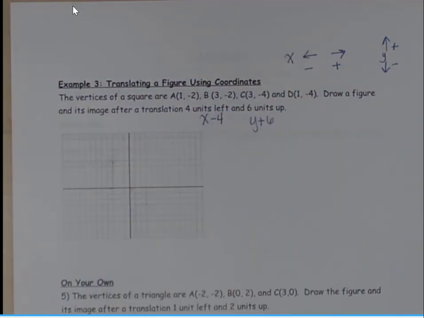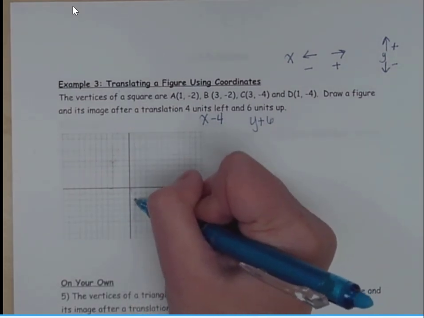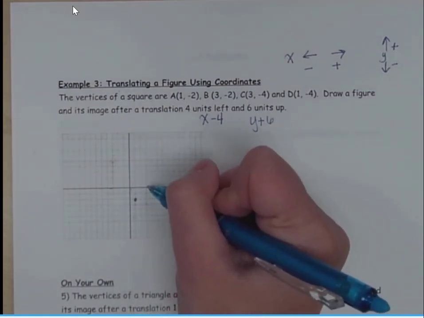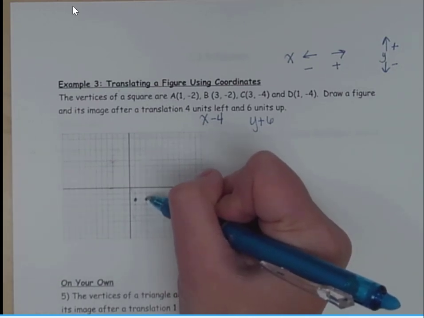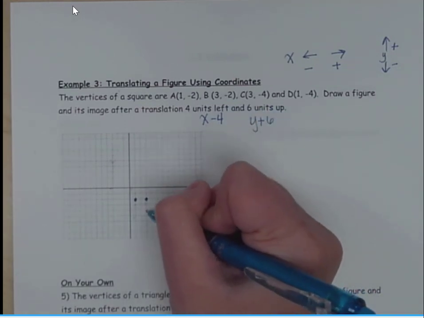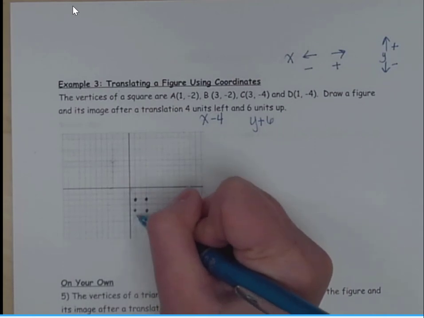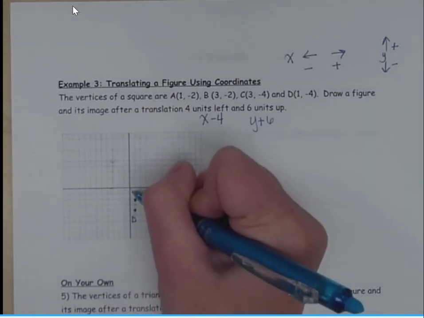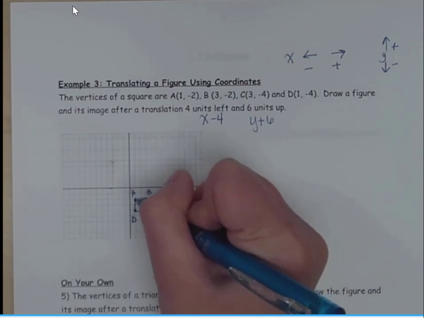Okay, so let me show you what I mean. I'm going to graph this here first. So I've got 1, negative 2. B is at 3, negative 2. Then I've got 3, negative 4. And D is at 1, negative 4. So let me label these. I've got A, B, C, and D.